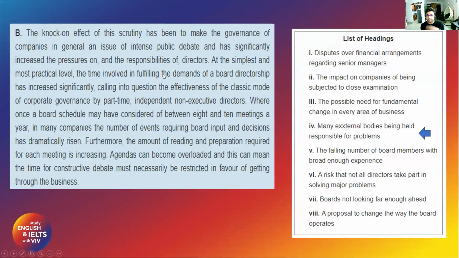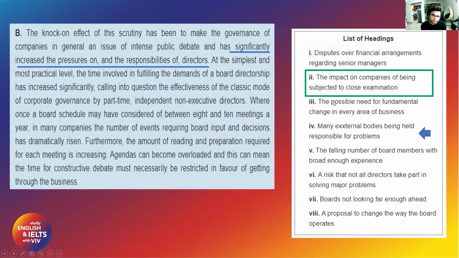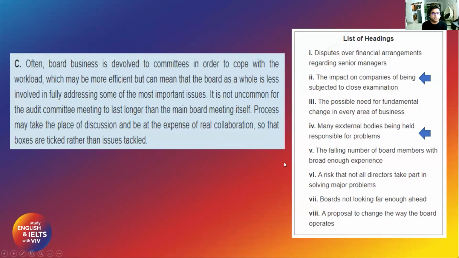Why? Because this is actually in continuation of the first part. Okay. It says scrutiny. All right. Scrutiny anyways means close examination. The exact point that we were discussing in paragraph A. This is number 2 because the impact on companies being subjected to close examination. The impact being that increase the pressures on and the responsibilities of directors. That is the impact of scrutiny, which is subjected to close examination. That's your logic over here, which is why it is number 2. Moving on to paragraph C.